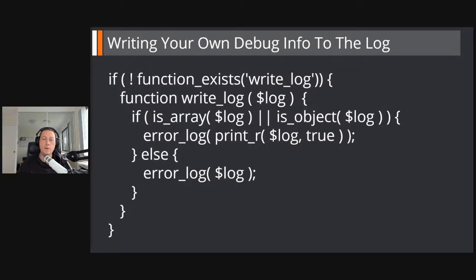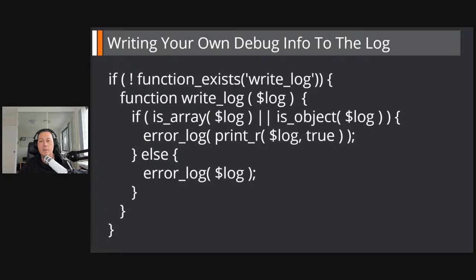So this little function here, you can paste that into your theme functions.php file, or you can write a little plugin and just add it in. What it basically says is, if this function write_log doesn't exist, then we define the function. That just makes sure that if someone else has defined a function called write_log, it doesn't create two functions and then PHP is going to bomb out.